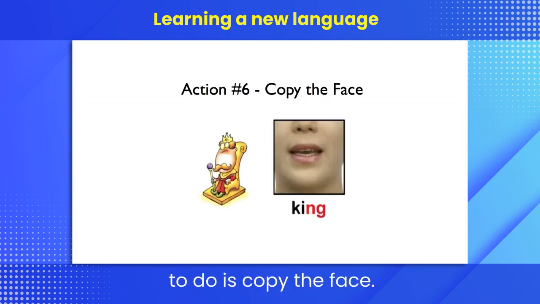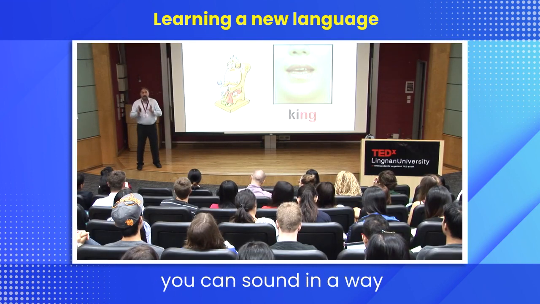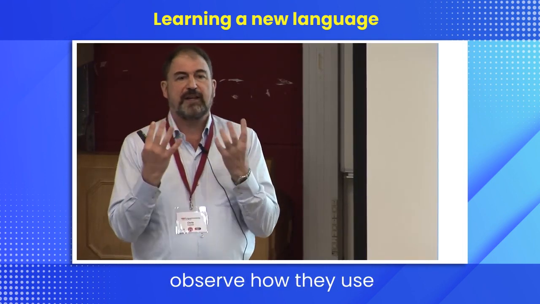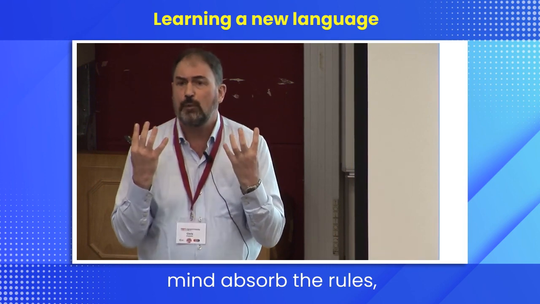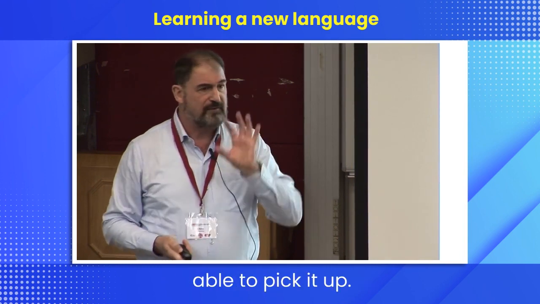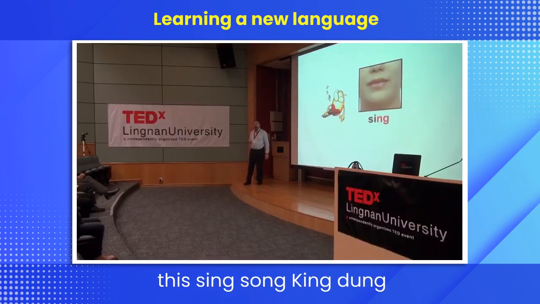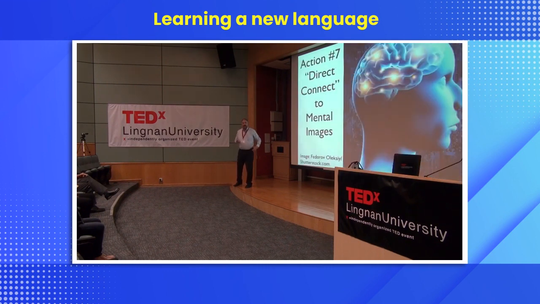The 6th thing you have to do is copy the face. You've got to get the muscles working right so you can sound in a way that people will understand you. There's a couple of things you do. One is you need to hear how it feels and feel how it sounds, which means you have a feedback loop operating in your face. But ideally, if you can look at a native speaker and just observe how they use their face, let your unconscious mind absorb the rules, then you're going to be able to pick it up. And if you can't get a native speaker to look at, you can use stuff like this. Sing, song, king, sung, hung.